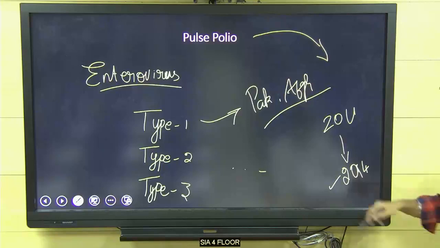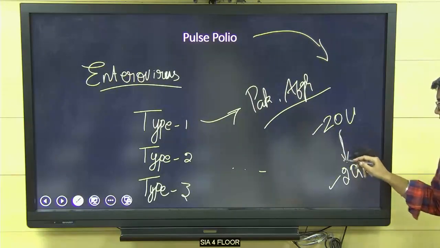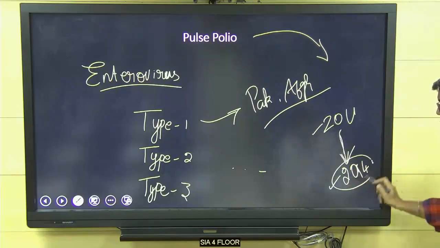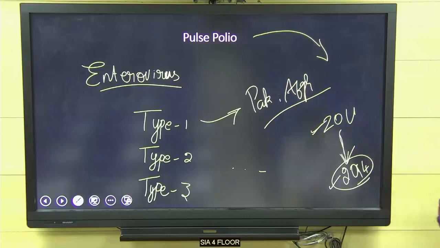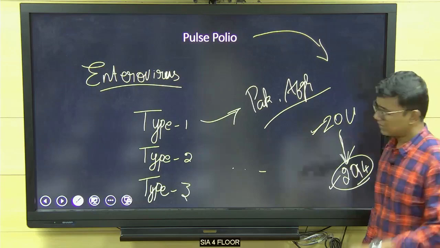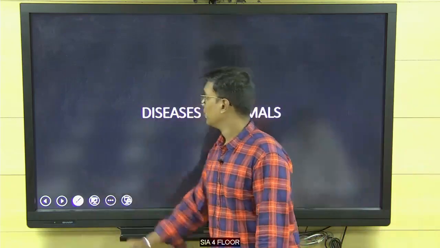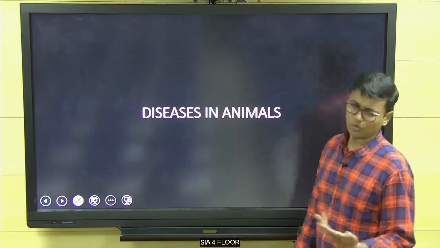And how our efforts made us eliminate polio in 2011. Because the entire Southeast Asia was not declared in 2011. Many other countries had polio cases. We were one of the earlier countries to eliminate polio in 2011. So all the 3 types are eradicated in India, wherein type 1 exists in Pakistan and Afghanistan. Good. Next, we'll start with diseases in animals. We'll complete diseases in animals and then go for a break. Good.